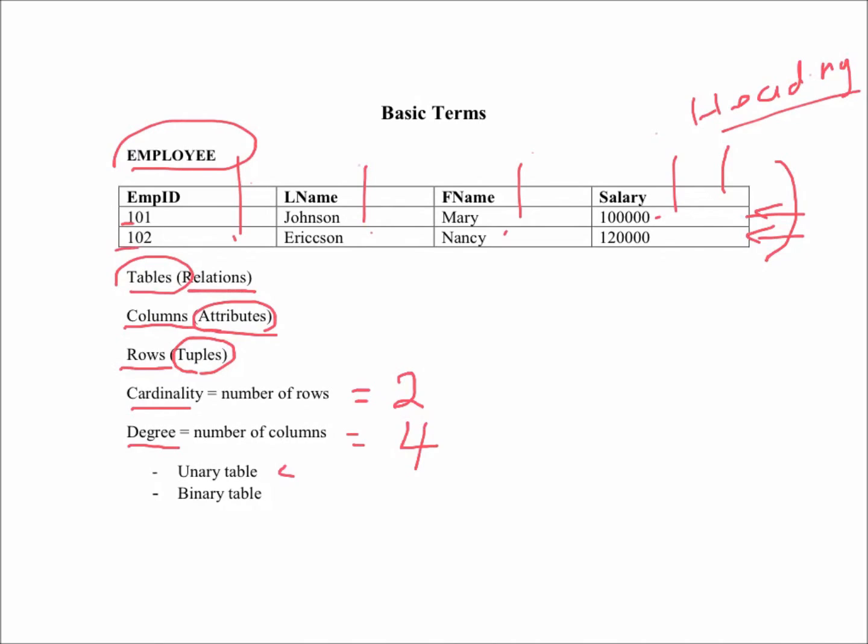When you have a degree of 1, it's also known as a unary table. From time to time, you hear the term unary table or binary table. Obviously, a binary table has a degree of 2.